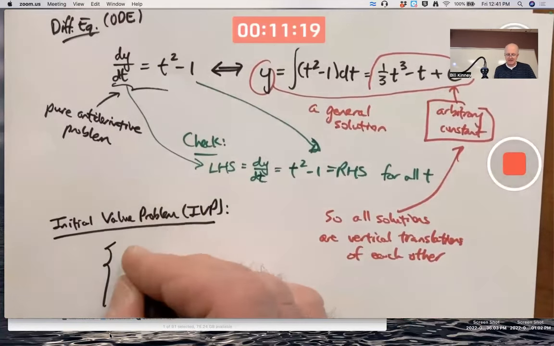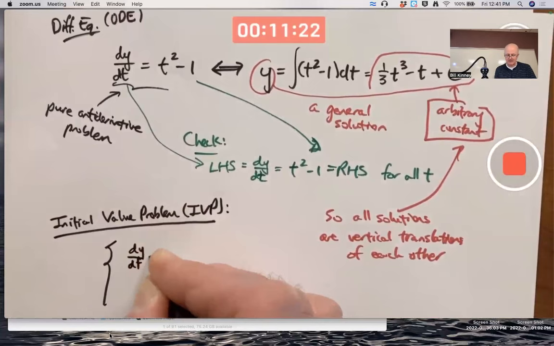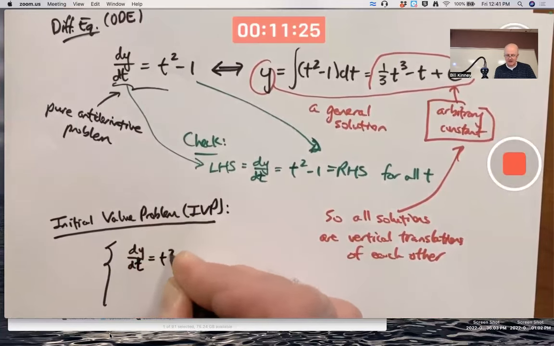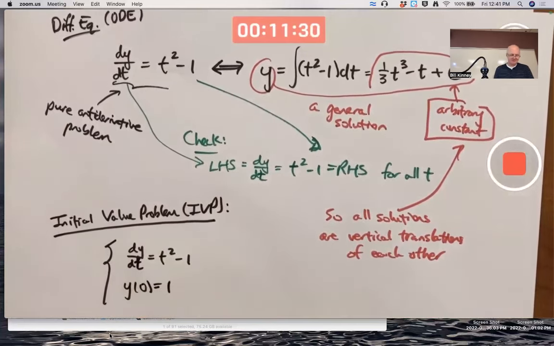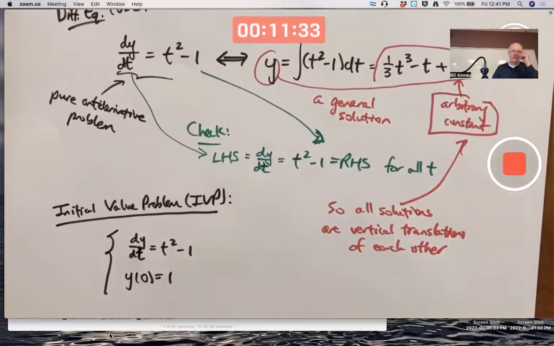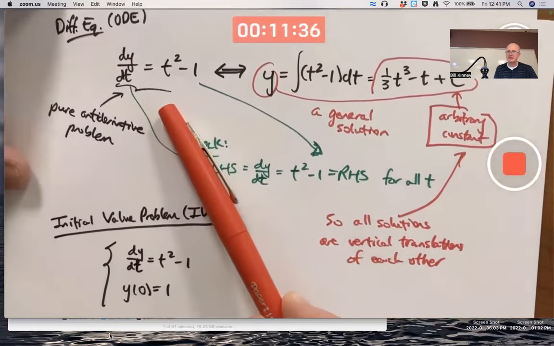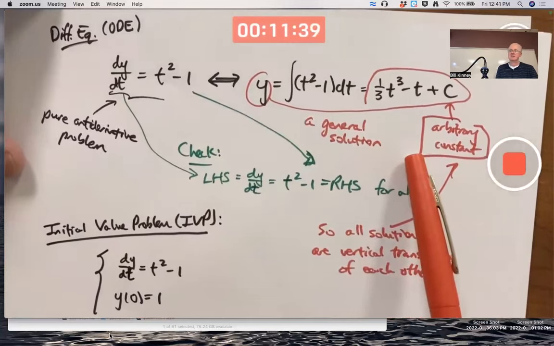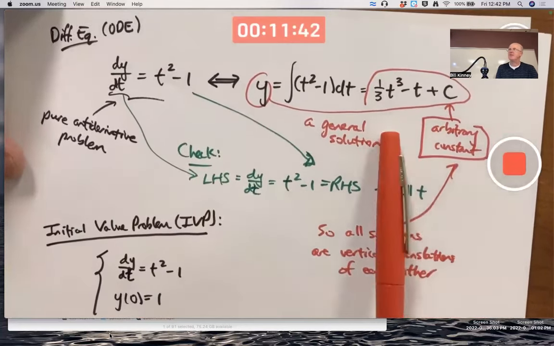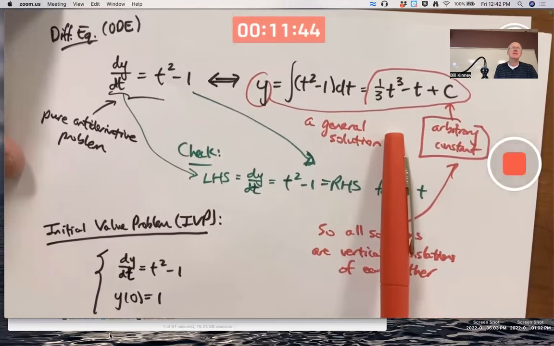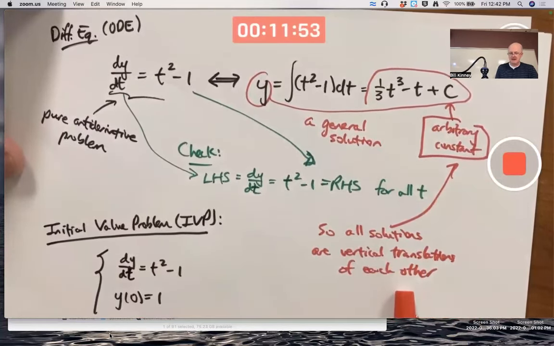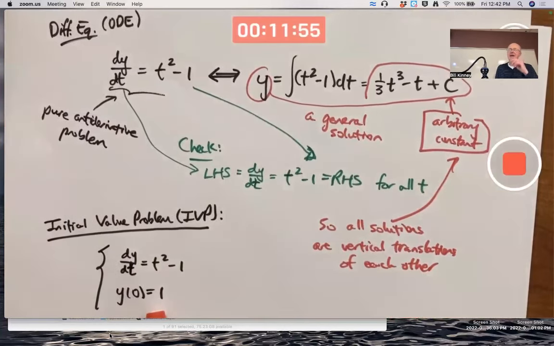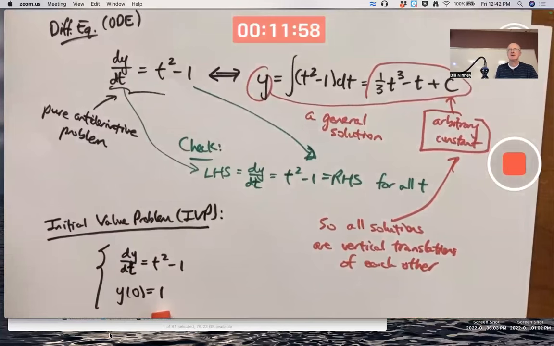I could take this same differential equation, write it down here, dy/dt equals t squared minus 1, and then I can add an initial condition. For example, y of 0 equals 1. Whereas differential equations typically have infinitely many solutions, right? C can be anything. This is really a one parameter family of solutions. It's a family of functions that are all vertical translations of each other. An initial value problem like this typically only has one solution, a unique solution.